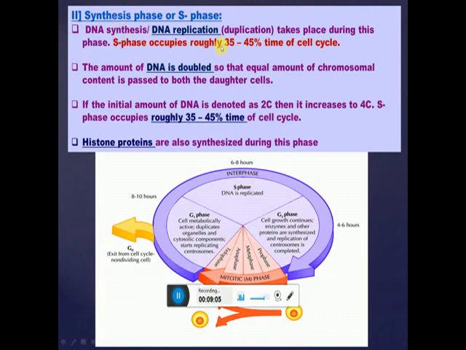S phase occupies roughly 35 to 45% of total cell cycle timing. The amount of DNA is doubled. It means if there are 46 chromosomes in the human cell, they become 92 chromosomes. So the number of chromosomes doubles, or DNA is doubled. If the initial amount of DNA is 2C, then it increases to 4C. It means the diploid cell becomes tetraploid.